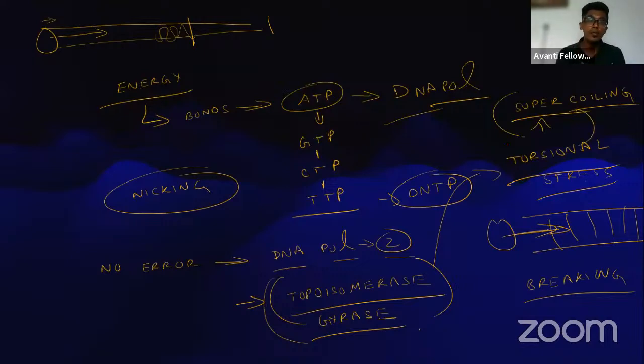So how does it relieve supercoiling? By making nicks in the DNA. It makes small, small nicks in the DNA further ahead of the helicase so that the DNA will not get broken, or supercoiling will not happen during the replication process. Likewise, for both your leading strand and lagging strand, this process will continue until the terminal end of the DNA. Finally, it results in separation of the two strands.